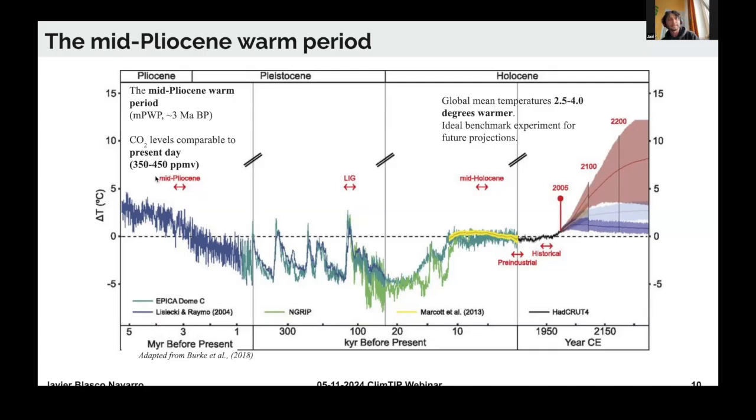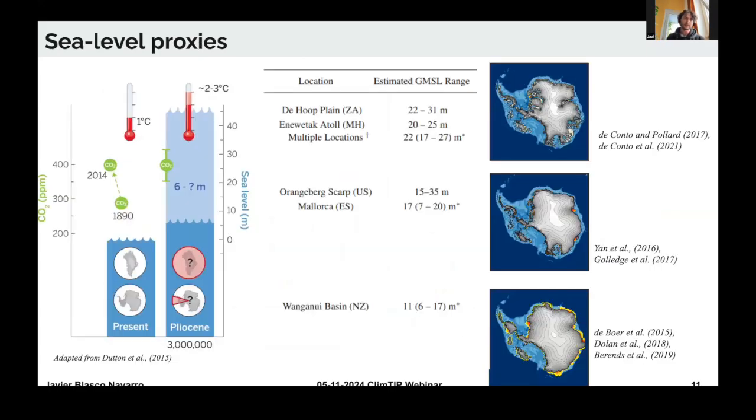Now, this Mid-Pliocene period is an interesting period because we know that CO2 levels were comparable to present day. We also know from temperature reconstructions that projected future temperatures will be similar to 3 million years ago. But we know that sea level rise back then was way higher, between 6 to 25 meters of sea level equivalent. Now, it plays a huge role to know if it was 6 meters higher or 25 meters higher sea level rise.